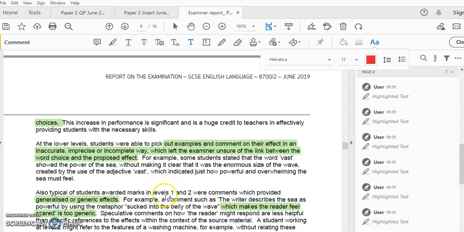Tell you what, pause the video now and have a bit of a think to yourself about how you could improve that. Okay, so how could you talk about the effects on the reader of that metaphor there, sucks into the belly of the wave?